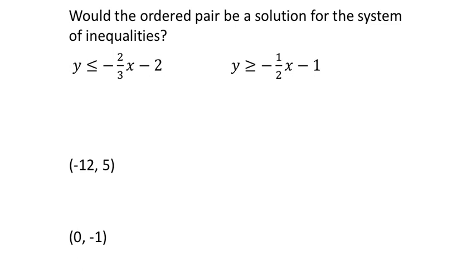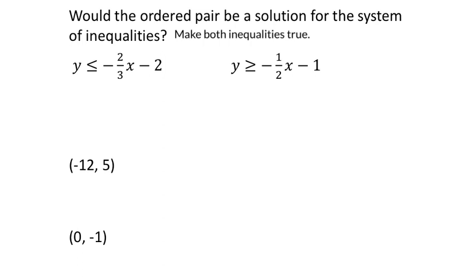We're looking at 2 ordered pairs. We got negative 12, 5, and then we got 0, negative 1. It's just asking, is this ordered pair a solution to the system? Now, if it is a solution to the system, it has to make both, not just one, but both inequalities true. So if I find that it makes one of them false, then automatically it would not be a solution for the system. So I'm going to start with the first one there.